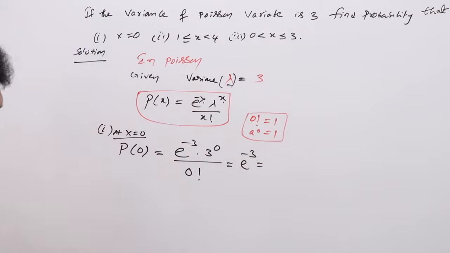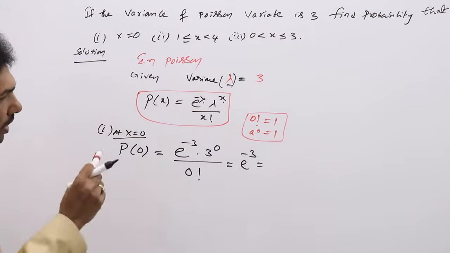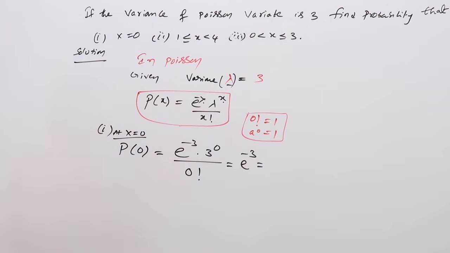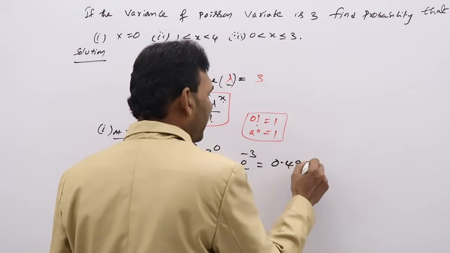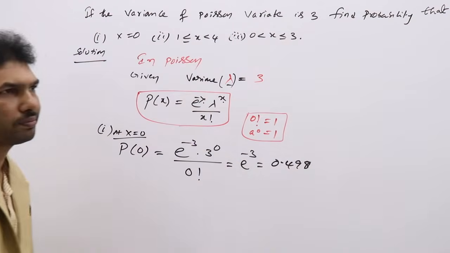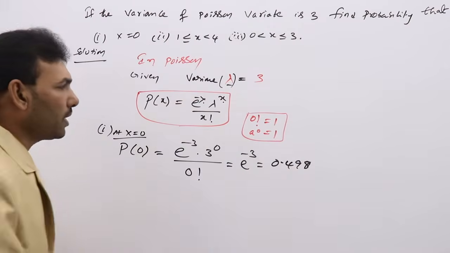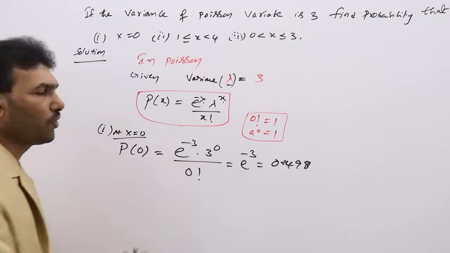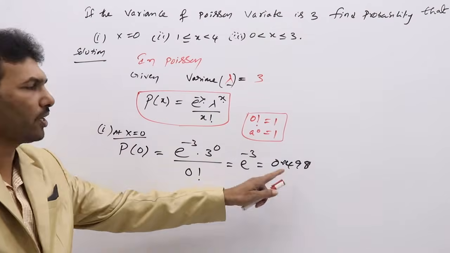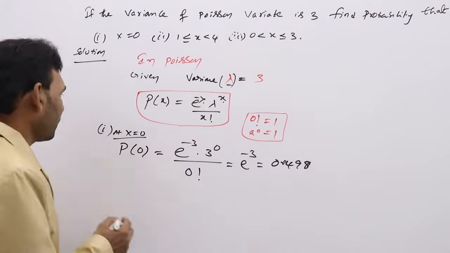Then e power minus 3 value, you need to use your calculator. So use your calci to get that value. e power minus 3 is 0.0498. Use your calci and note down whatever value you get for e power minus 3 in our calculator.